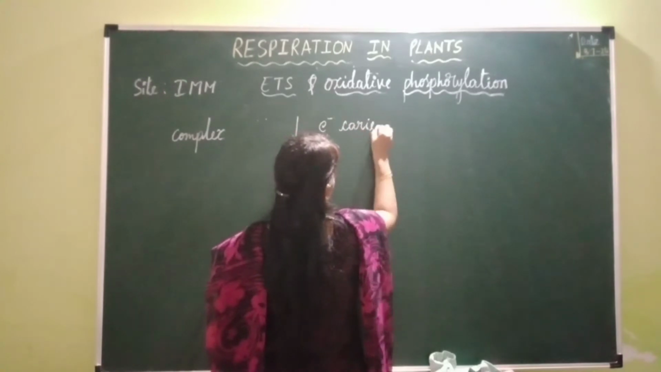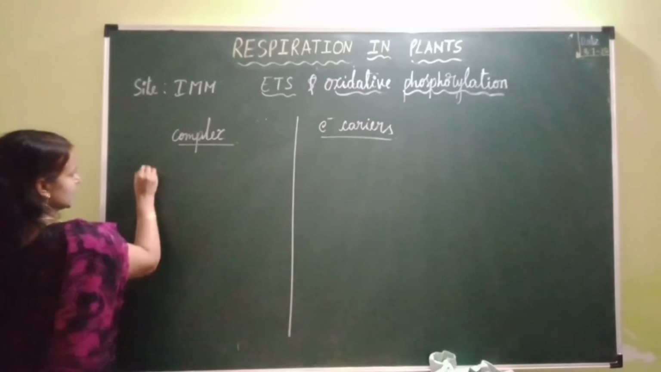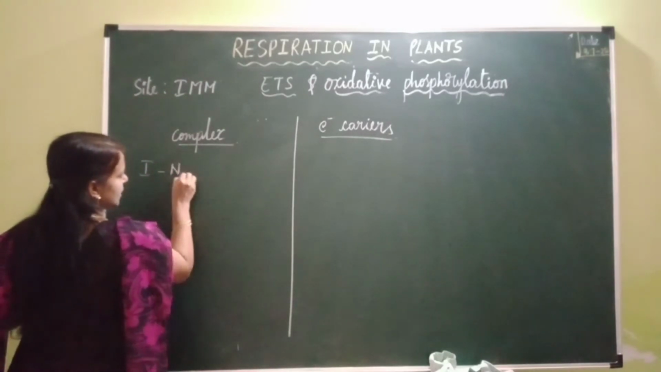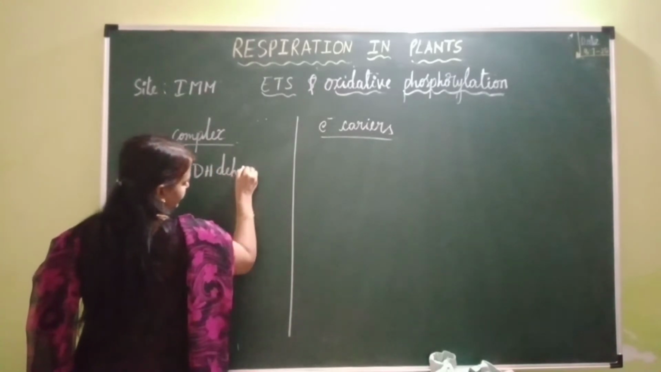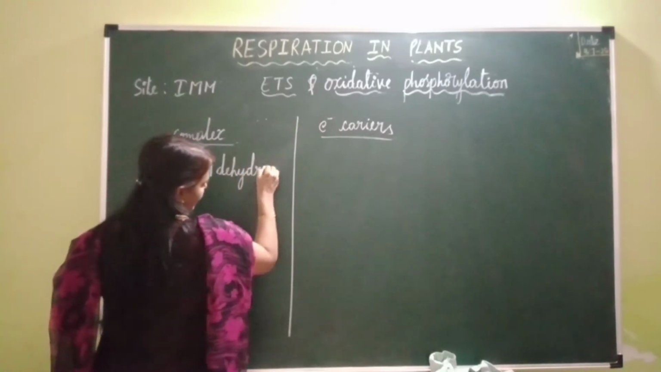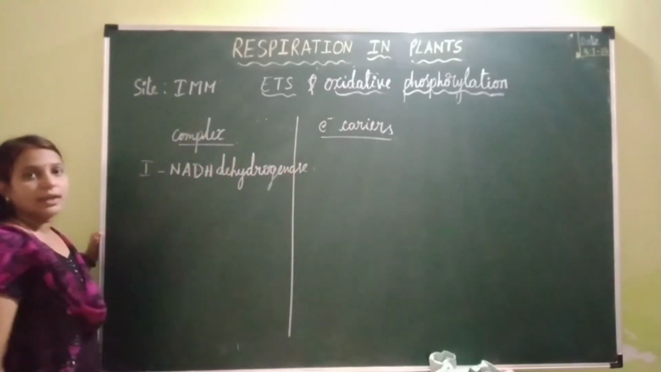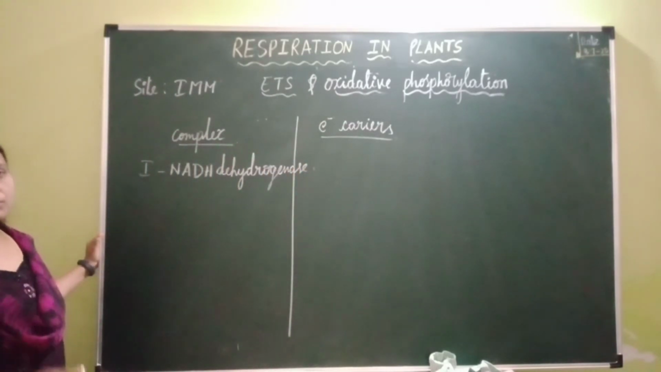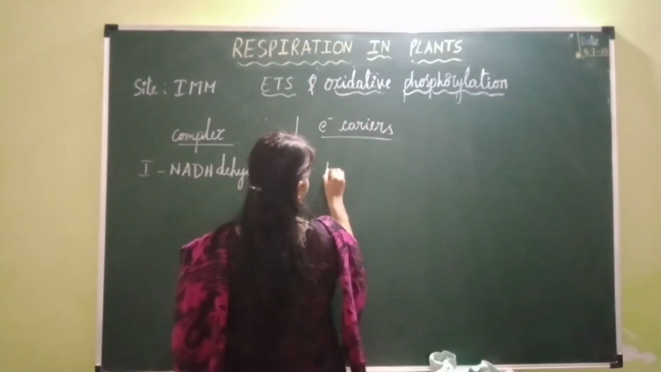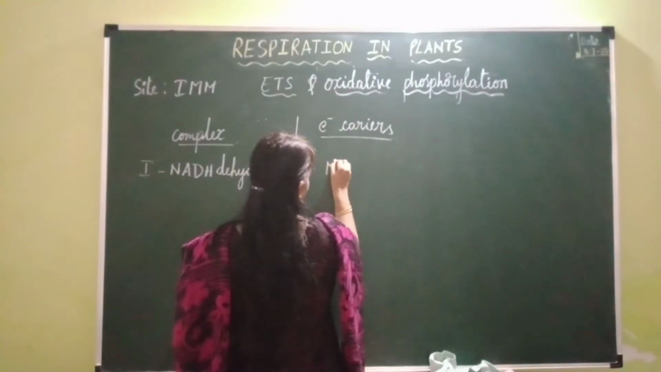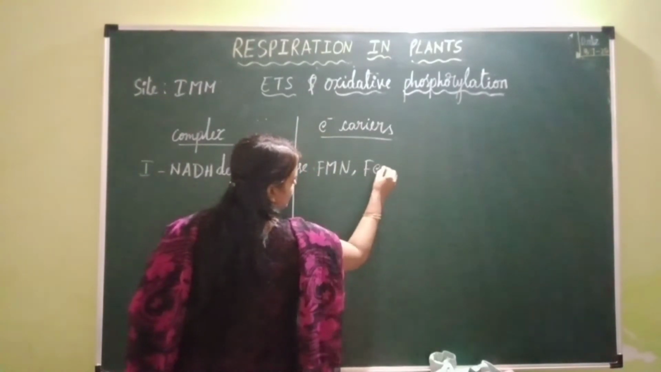Electron carriers present in this complex. Okay, so the first complex is NADH dehydrogenase. This NADH dehydrogenase is involved in the oxidation or breakdown of NADH plus H+, and the electron carriers present in this NADH dehydrogenase are FMN, that is flavin mononucleotide, and FeS.